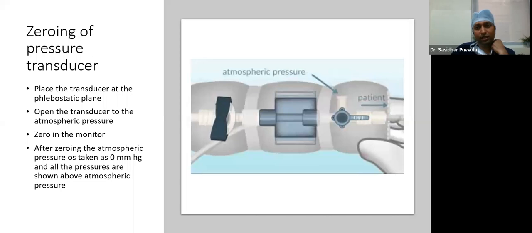Thereby the monitor understands the atmospheric pressure. Before zeroing any pressure transducer, you need to position the pressure transducer at the phlebostatic plane. First, position the transducer at the phlebostatic plane, then close the patient's end, open the transducer to the atmosphere, and zero it in the monitor. So this gives the monitor the atmospheric pressure value or a zero value, above which all your readings will be given.